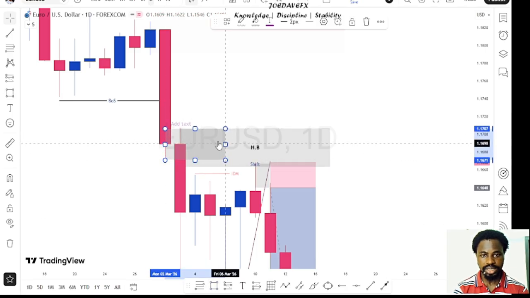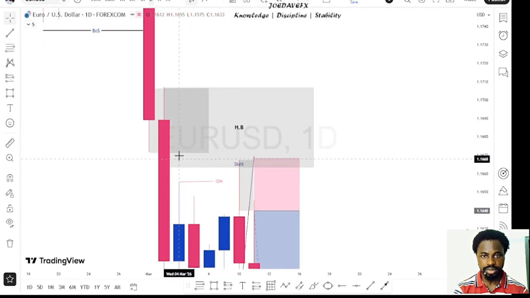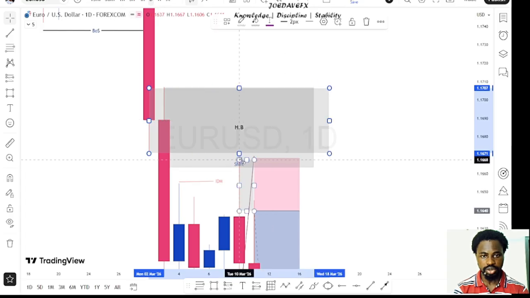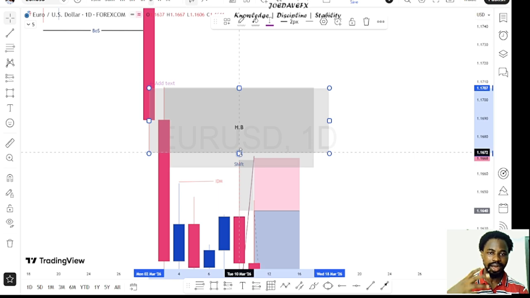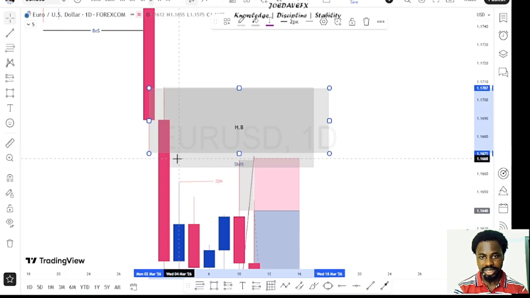So this was where we had the hidden block. But if you check it very well here, you can see that this guy didn't even get to that hidden block before tapping into that area, which was when I go lower in time frame, I try to modify it. So I just use there's an FVG here on the lower time frame.